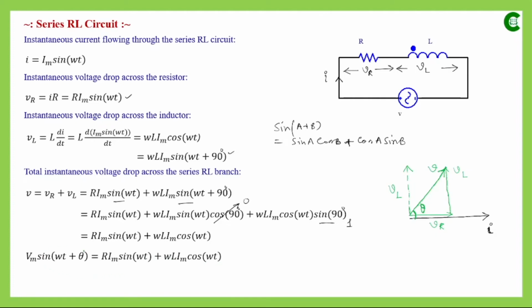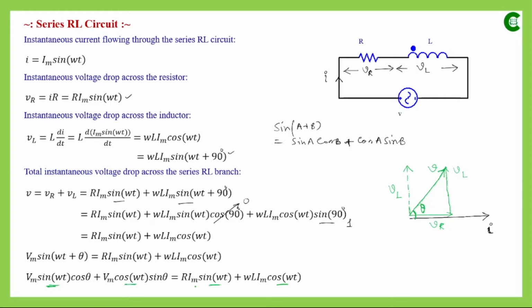Now next, if we expand this term using sin(A plus B), we get Vm sin omega t cos theta plus Vm cos omega t sin theta, and that will be equal to the summation of these two terms that we already have in that equation. As we can see, on both sides we have a sin omega t term, and similarly a cos omega t term on both sides. So if we equate the coefficients of the like terms, for sin omega t, on the left side the coefficient is Vm cos theta, and on the right side the coefficient is R Im.